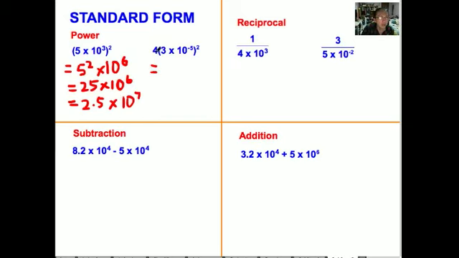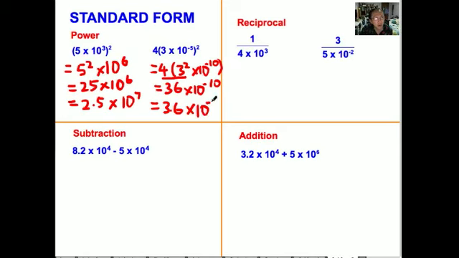If we have a multiple in front, we must first take care of the brackets. 3 squared times 10 to the power of negative 10. Next, we just simply multiply 4 times 9, giving us 36 times 10 to the power of negative 10. And since 36 has 1 ten, we have to add 1, giving us 3.6 times 10 to the power of negative 9.